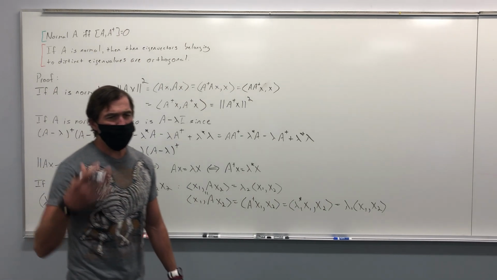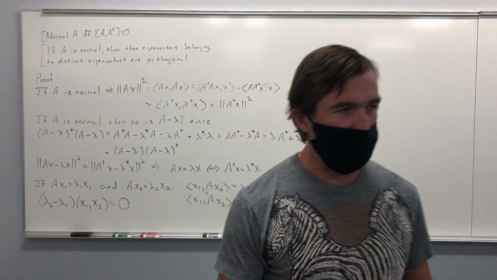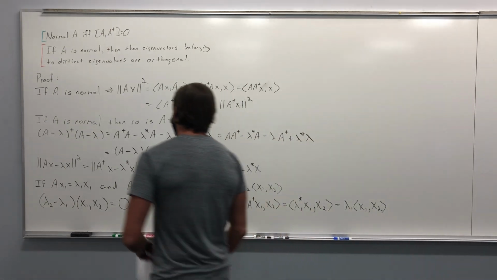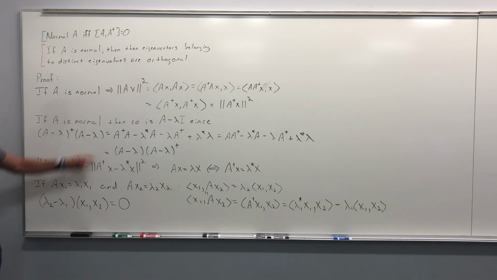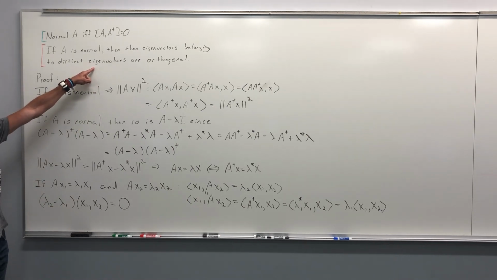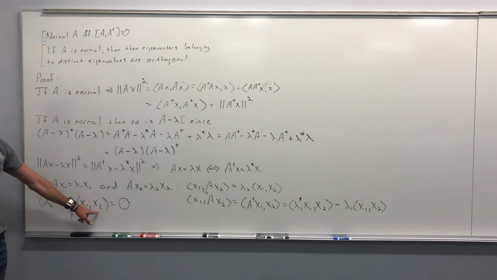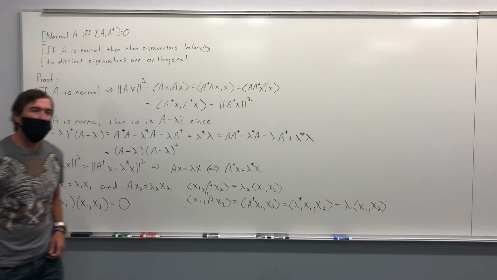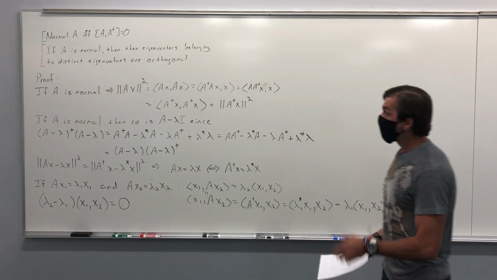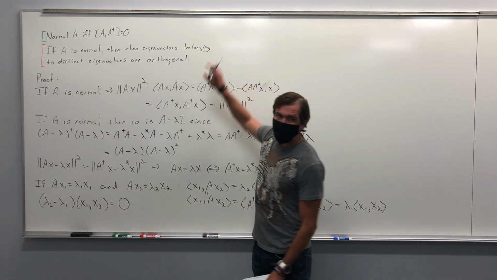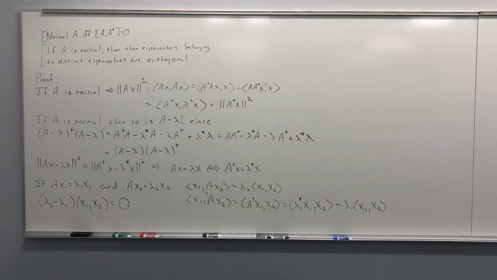But you are so sophisticated, you went on ahead and drew conclusions from this. Yes, if lambda 1 and lambda 2 are different, distinct eigenvalues, then this is not 0. That means this must be 0, which means these are orthogonal. We all on board? So this has been proven, but we're going to get way better than that.